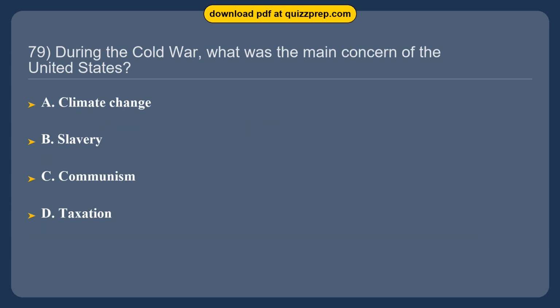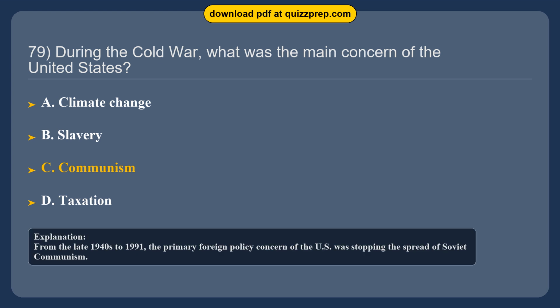Question 79. During the Cold War, what was the main concern of the United States? Option A, climate change. Option B, slavery. Option C, communism. Option D, taxation. The correct answer is option C, communism. From the late 1940s to 1991, the primary foreign policy concern of the U.S. was stopping the spread of Soviet communism.